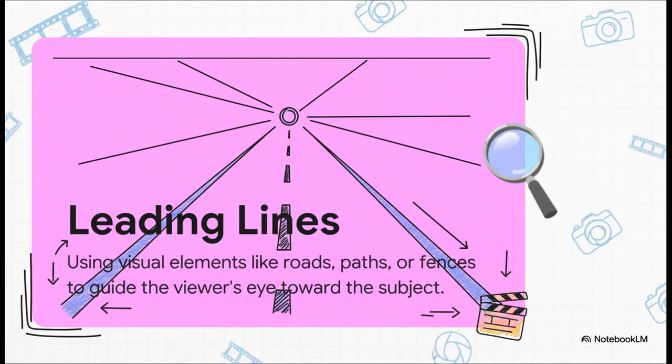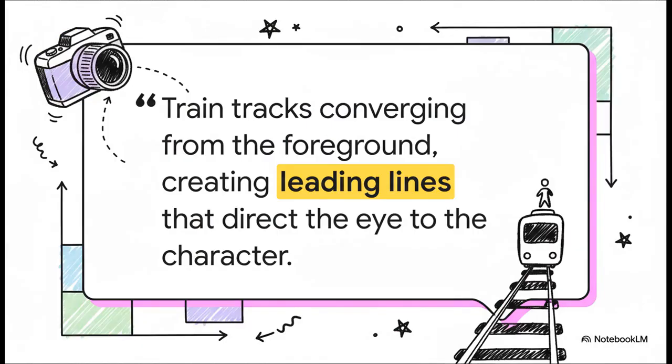Next up, leading lines. This is a fantastic technique where you use things that are already in your scene, like roads, fences, hallways, even shadows, to create lines that point the viewer's eye exactly where you want it to go, right to your subject. It's such a powerful way to control focus and create a really strong sense of depth in your shot. In this one, the prompt asks for train tracks converging from the foreground.